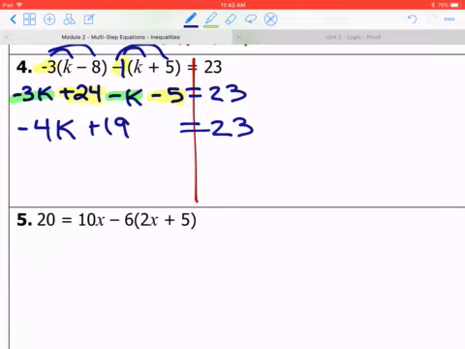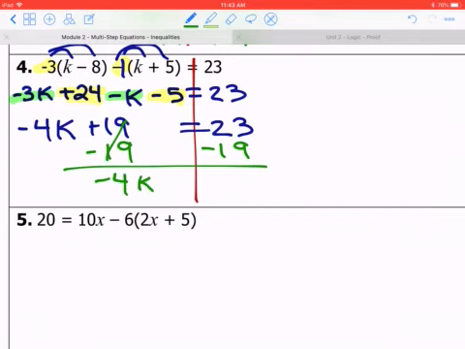Now we just have a two-step equation. So to solve this, I'm going to subtract 19. That will leave -4k. 23 minus 19 is going to be 4. We're going to divide by -4, and we get that k equals -1.